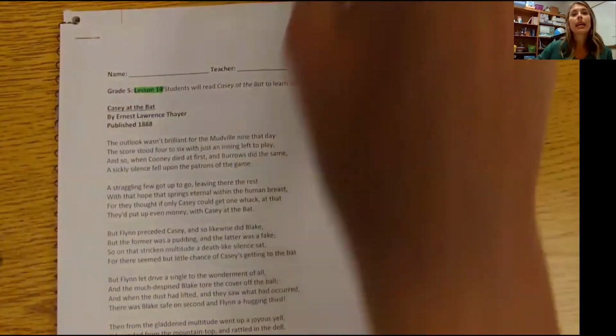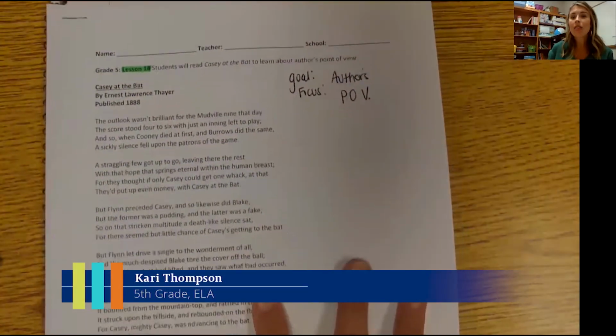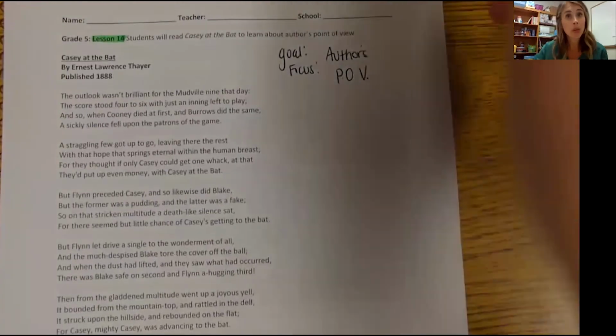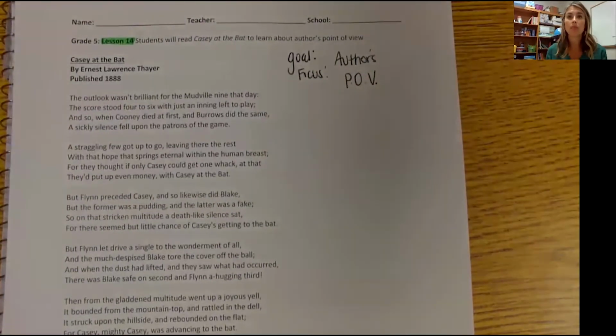Now, in the poem Casey at the Bat, the author has a very specific point of view that influences how we read the poem. Today, while you read, we'll look at how the author's word choice gives us clues to better understand the author's point of view and how that perspective might have changed the events if the poem were different.